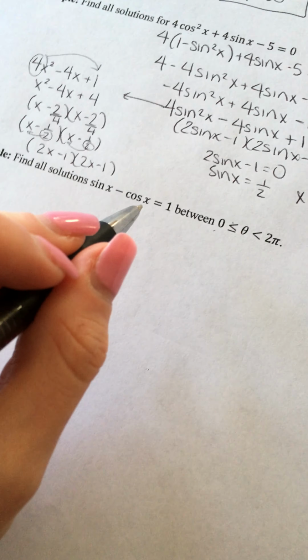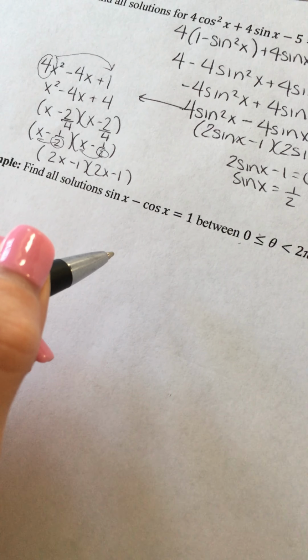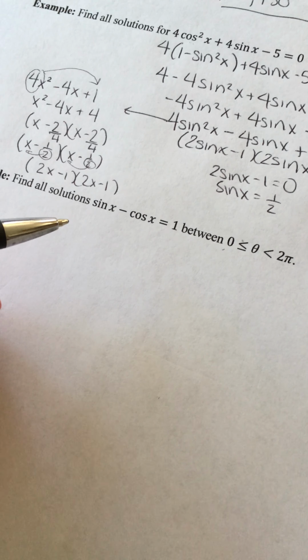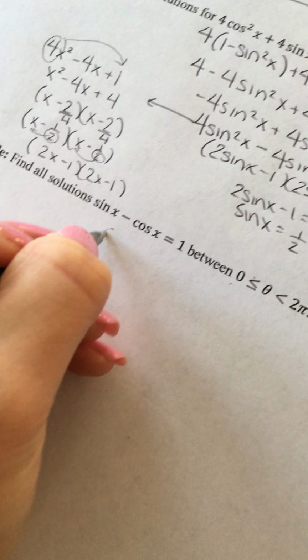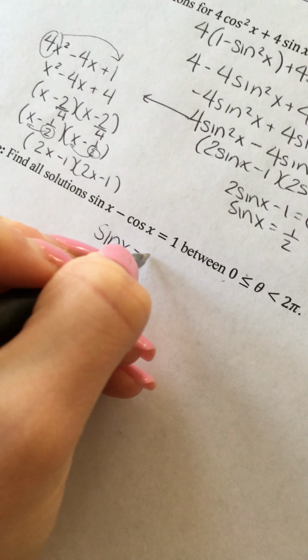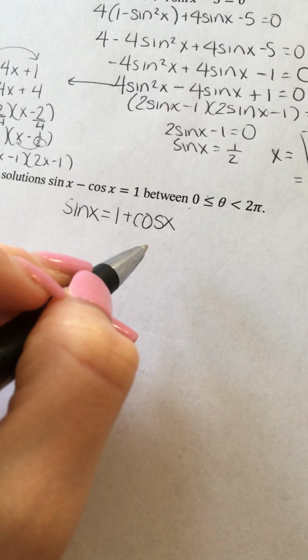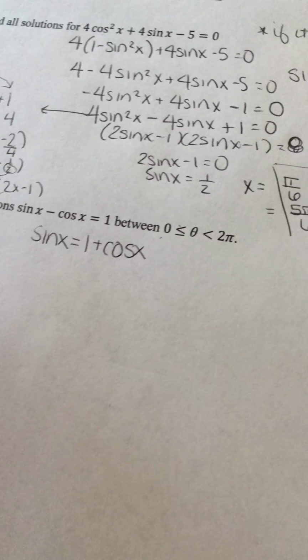All right, so they're just like your standalone sine and cosine. We can't change it into anything. If you're looking at this and thinking, what could you possibly do, you're thinking correctly. So what we are going to do is get sine of x on one side, and I'm going to add cosine of x to the other. Sine of x is equal to 1 plus cosine of x. That way each trig function is on the same side.